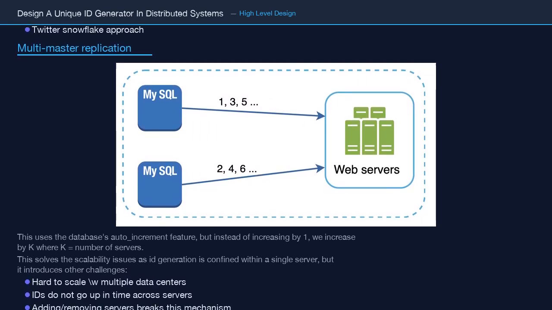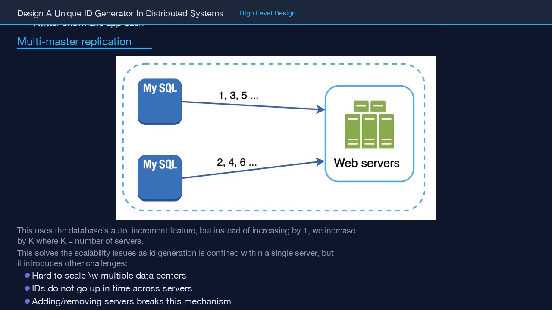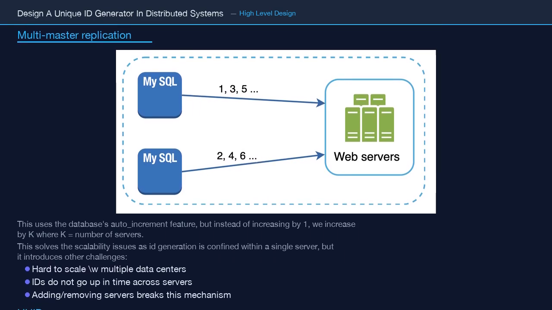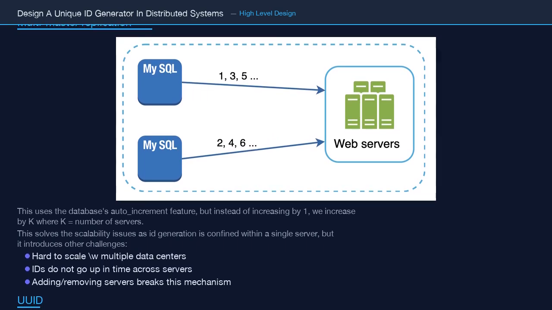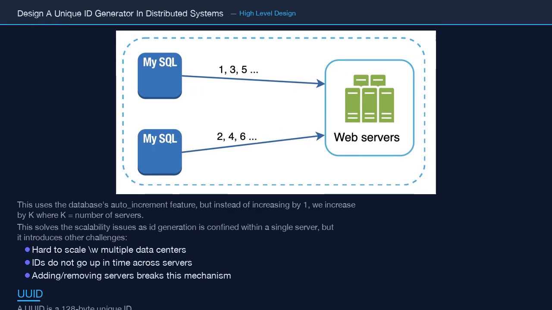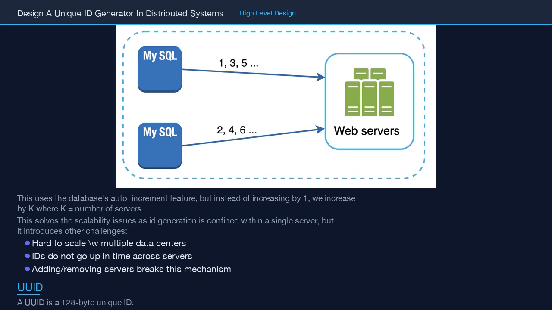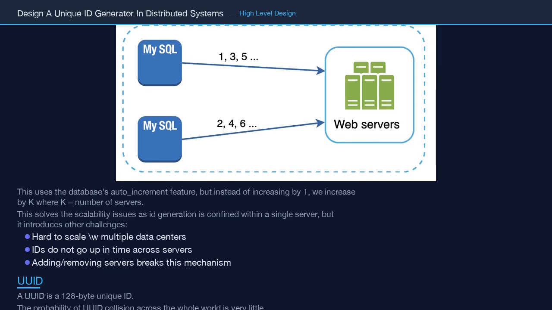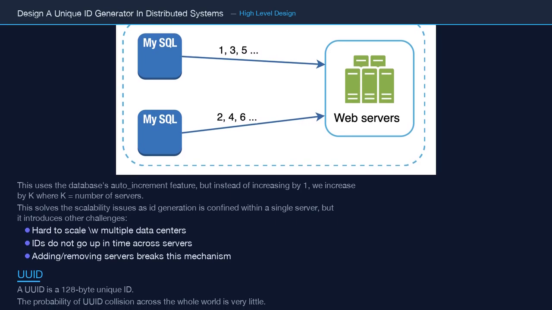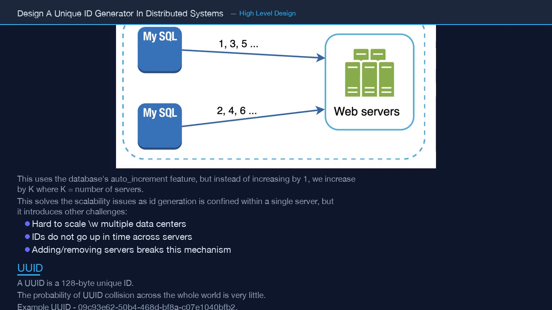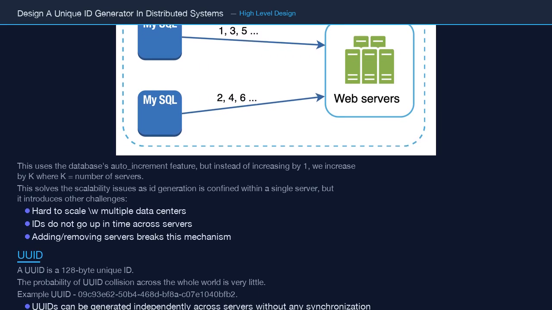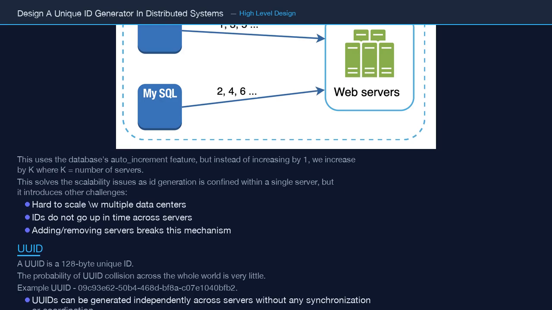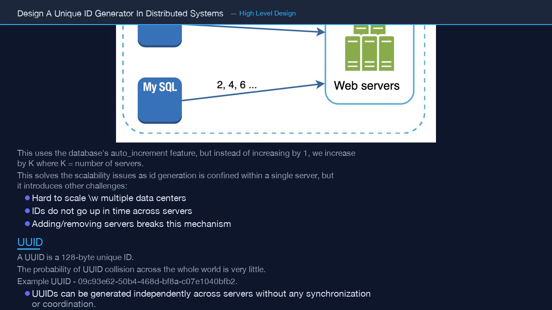Starting with multi-master replication. This approach leans on the database's built-in auto-increment feature, but with a twist. Instead of incrementing each new ID by 1, we increment by k, where k is the total number of servers. So if you have 5 servers, each one jumps its counter by 5 with every new ID it generates. This distributes the work across servers and avoids the bottleneck of a single machine handling all ID generation.